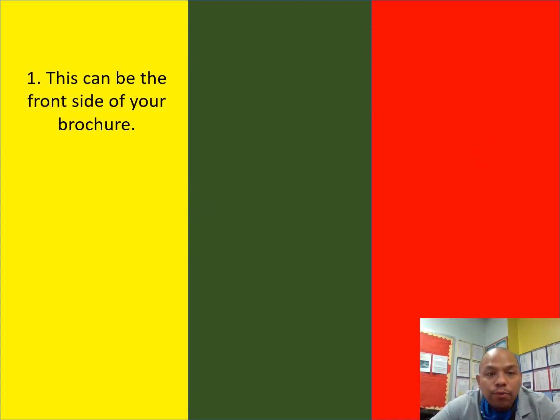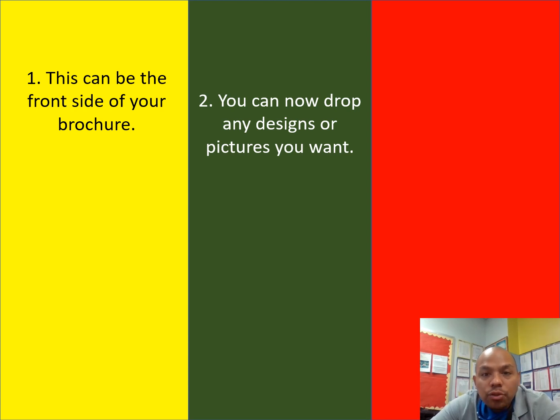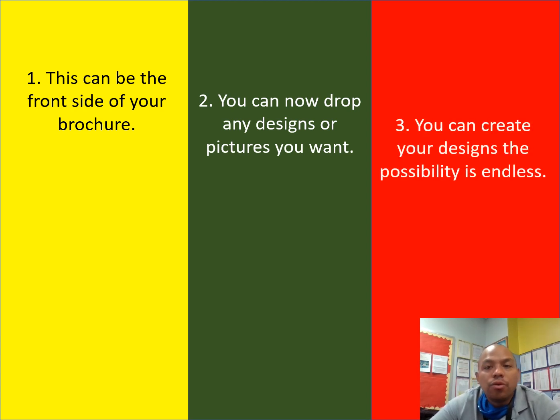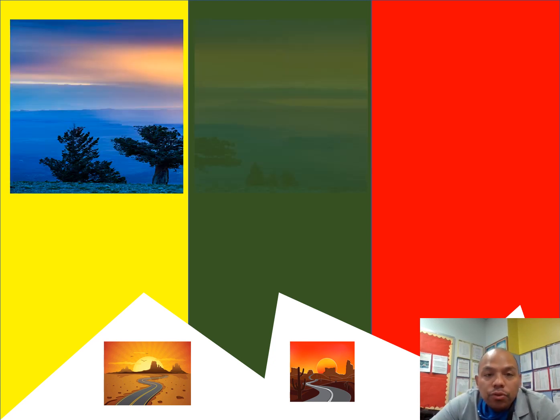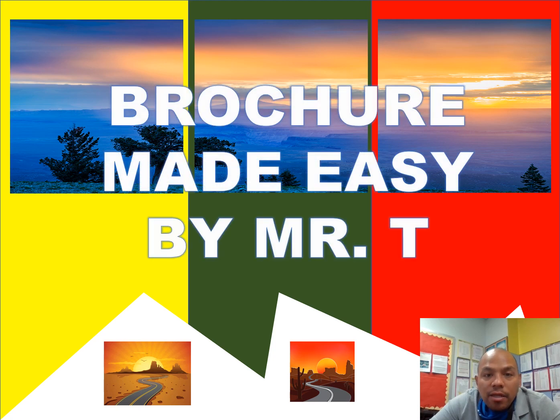So this can be the front side of your brochure. Okay, you can now drop any designs or pictures you want, and you can create your designs. The possibility is endless. It's all up to your imagination and creativity. Okay, and this is an example of what I did. I chose Insert Rectangle. There you go. Then I took some pictures in Google. I made sure that these are free stock pictures from Google, and also this one. Then I wrote the title, Brochure Made Easy by Mr. T. So this will be my cover design, cover page.